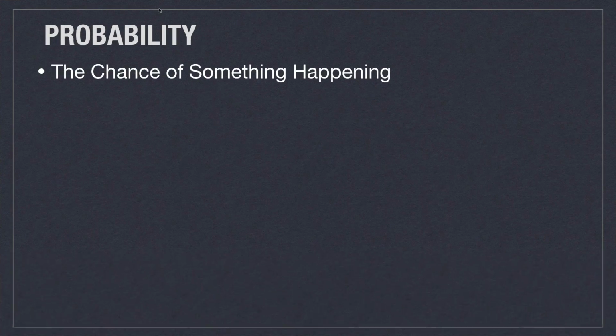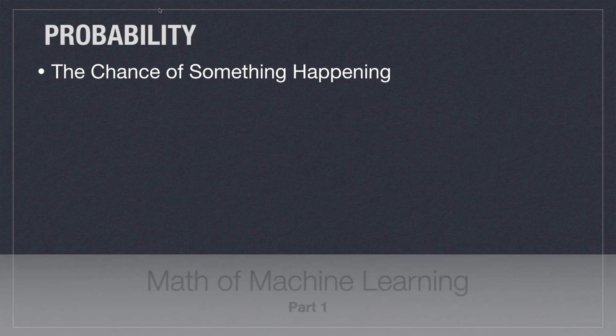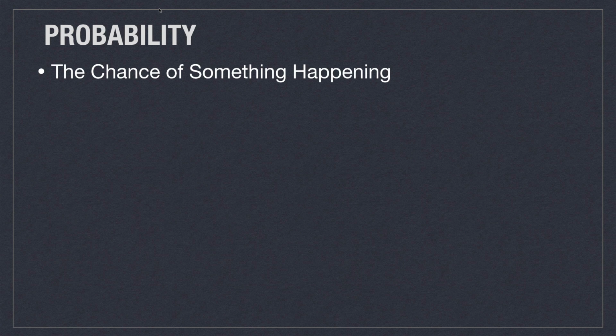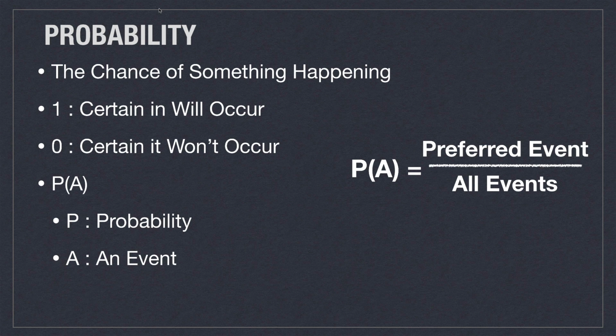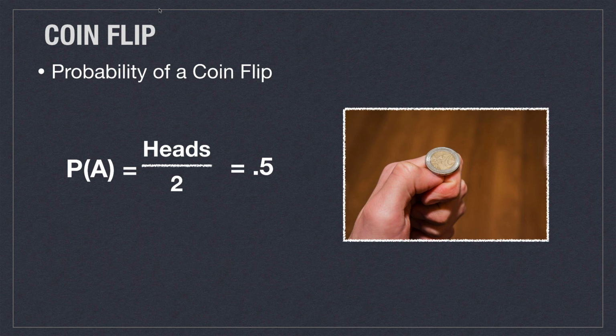So probability basically focuses on finding the chance a random event will occur over the long term. Probability is a number between 0 and 1, but also is represented by percentages. And a basic probability can be found by dividing your preferred event by all of the other possible events. For example, a coin flip has a 0.5 probability of coming up either heads or tails.